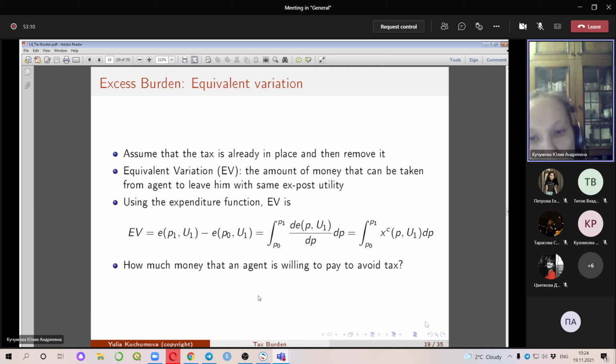Again, we just apply the formula from the definition of the integral, and we write the difference in this expenditure function as an integral of the derivative dE/dp when we integrate from p0 to p1. And then using the property of the expenditure function, that the derivative of the expenditure function with respect to price is equal to the compensated demand, here it's xc(p, U1), and then integrate it from p0 to p1. Once we calculate this number, we will know how much money an agent is willing to pay to avoid taxes.